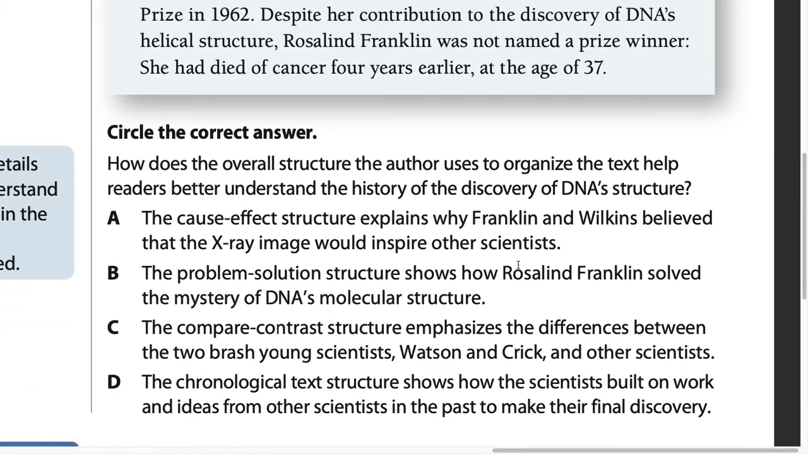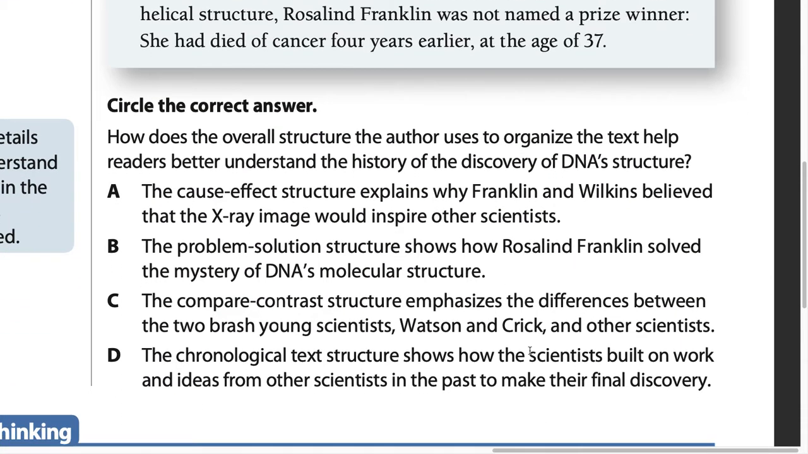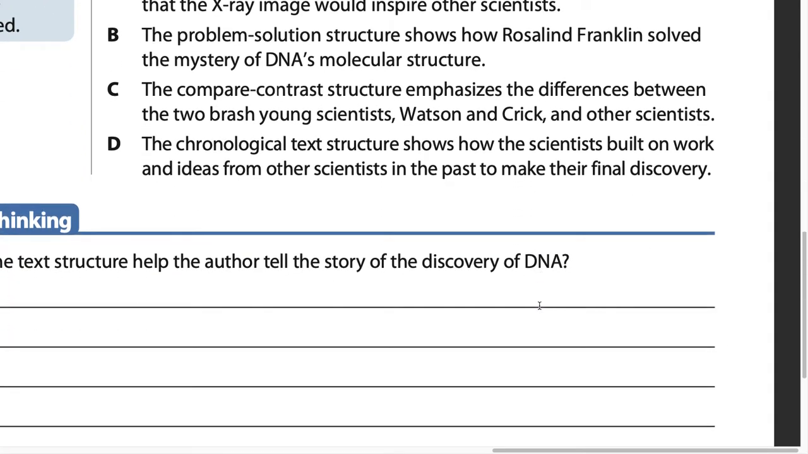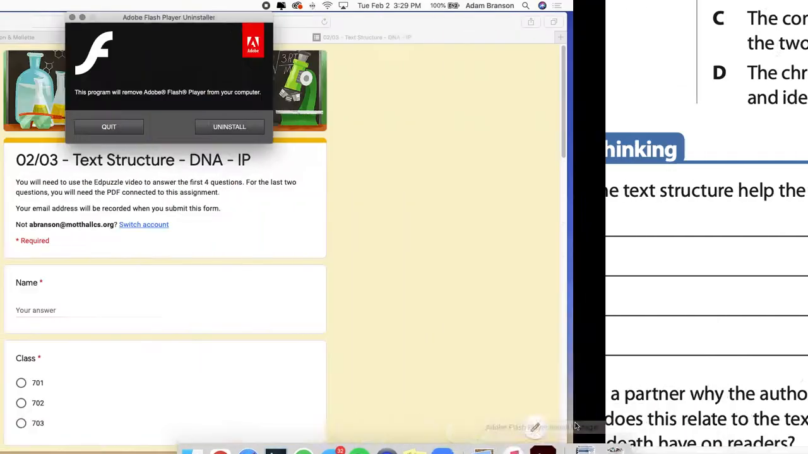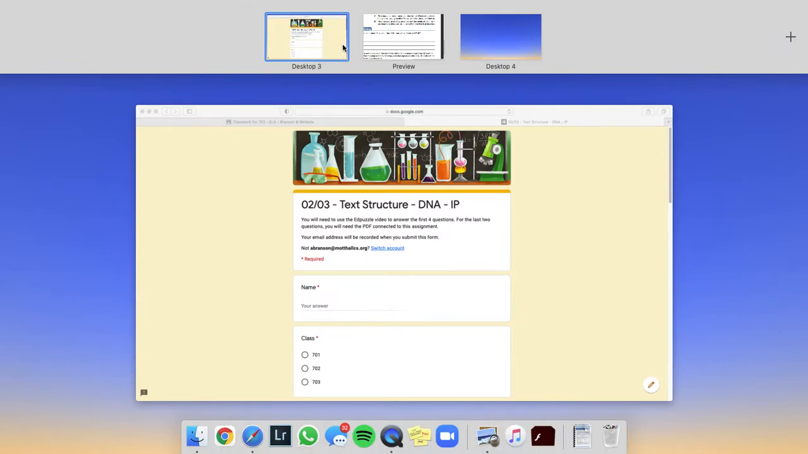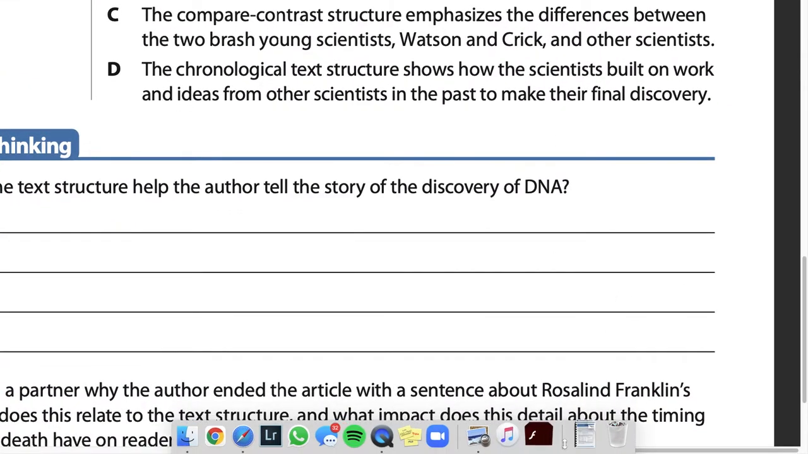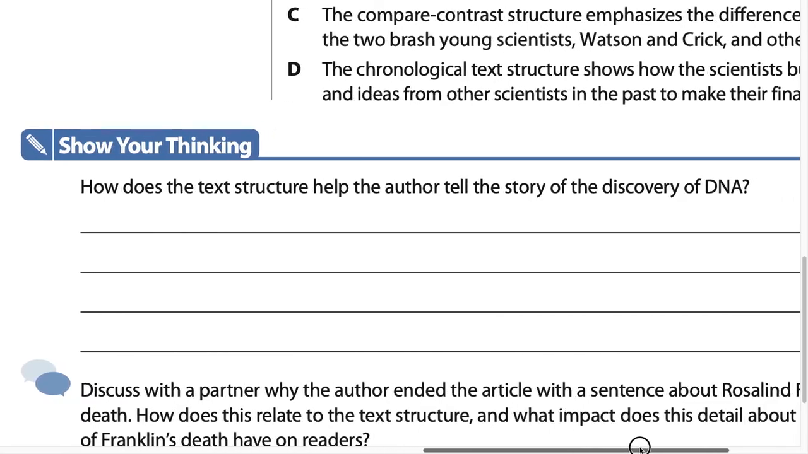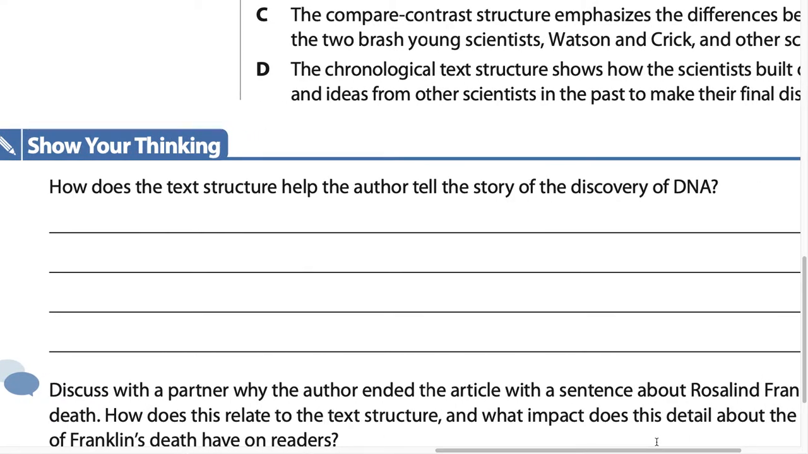Let's think about how the structure helps the reader understand what they're talking about. And then finally, for your written response, I did not mean to do that. Where'd you go? There you go. For the written response, you are going to write, how does the text structure help the author tell the story of the discovery of DNA? Why did the author write it in that way? Why did they use that structure? How did that help them get their point across? And it's as simple as that.